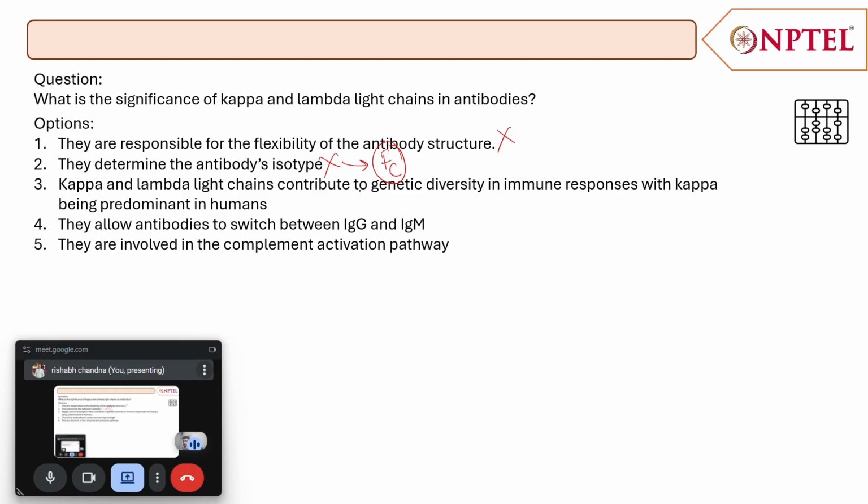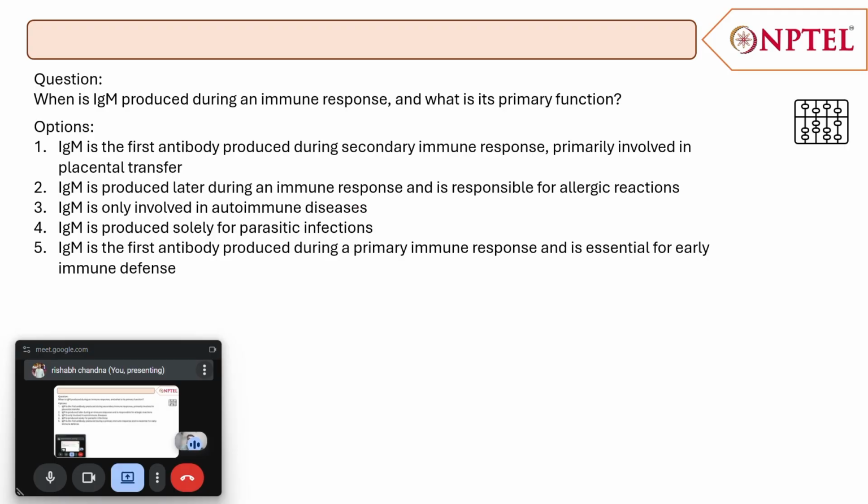Then the kappa and the lambda chain contribute to the genetic diversity in immune responses, with kappa predominant in humans. Yes, this is correct. They allow antibodies to switch between IgM and IgG? No, they are involved in the complement activation pathway? So the correct answer is option number 3. Okay, so they help in increasing the genetic diversity in immune responses. Okay, let's move on to the next question.